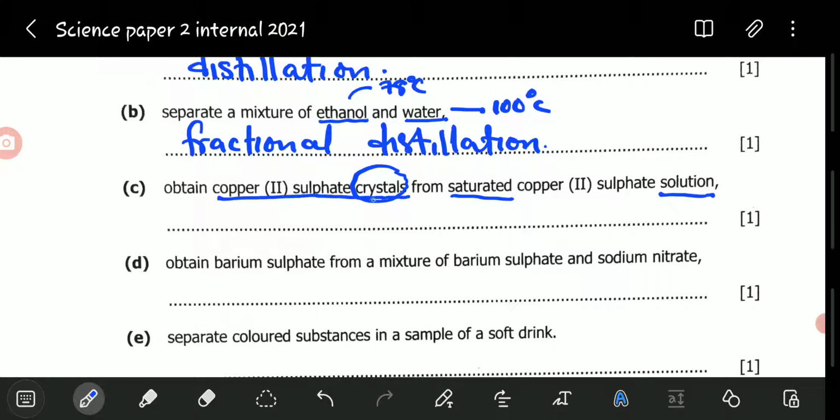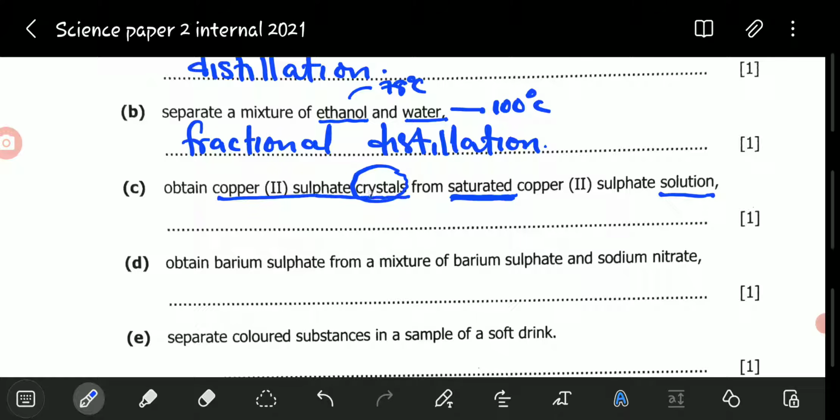So what we're interested in is the copper 2 sulfate crystals, and the solution is already saturated. Now, what does saturated mean? Saturated means that this solution can no longer allow any more copper 2 sulfate to dissolve in it. Here the key word is we are interested in the copper 2 sulfate, and they should be in crystalline form.